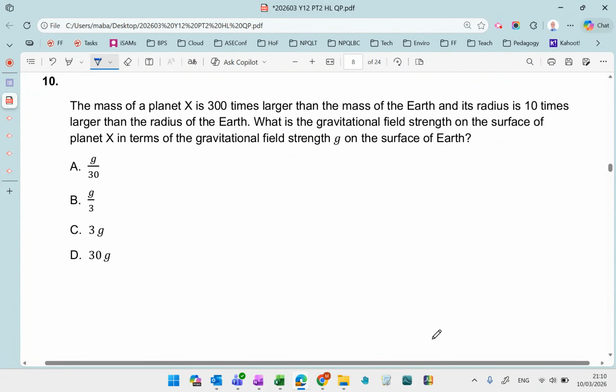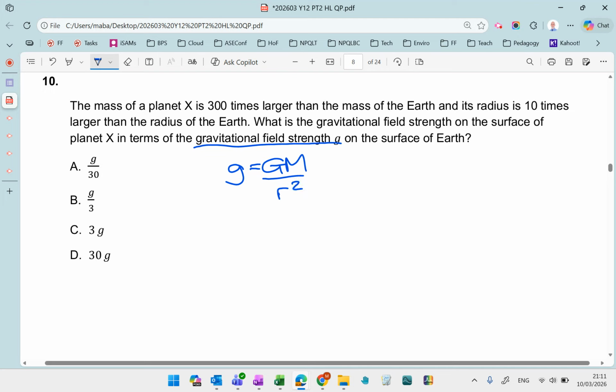Okay, there's a couple of ways that we can do question 10. We can do it the fast way and the mathematically rigorous way. So let's try doing it the fast way first. Okay, we're trying to find the gravitational field strength, right? And it's a planet, okay, so we need this formula.